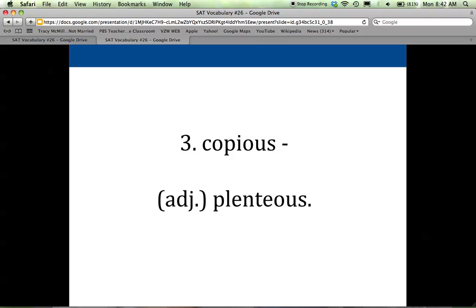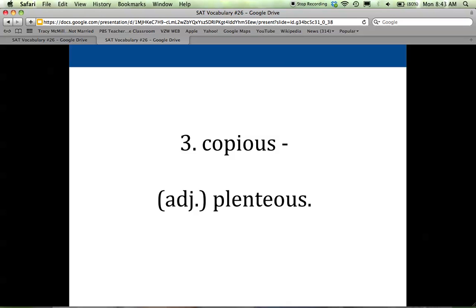Copious is a describing word. It's an adjective, and it describes plenteous or lots of something or more than enough. And so a lot of times when we hear the word copious, there's copious amounts of food, or during testing in a classroom there might be copious pencils in the pencil box. And so, on a big weekend where it's beautiful outside, maybe there's copious amounts of cars on the road.